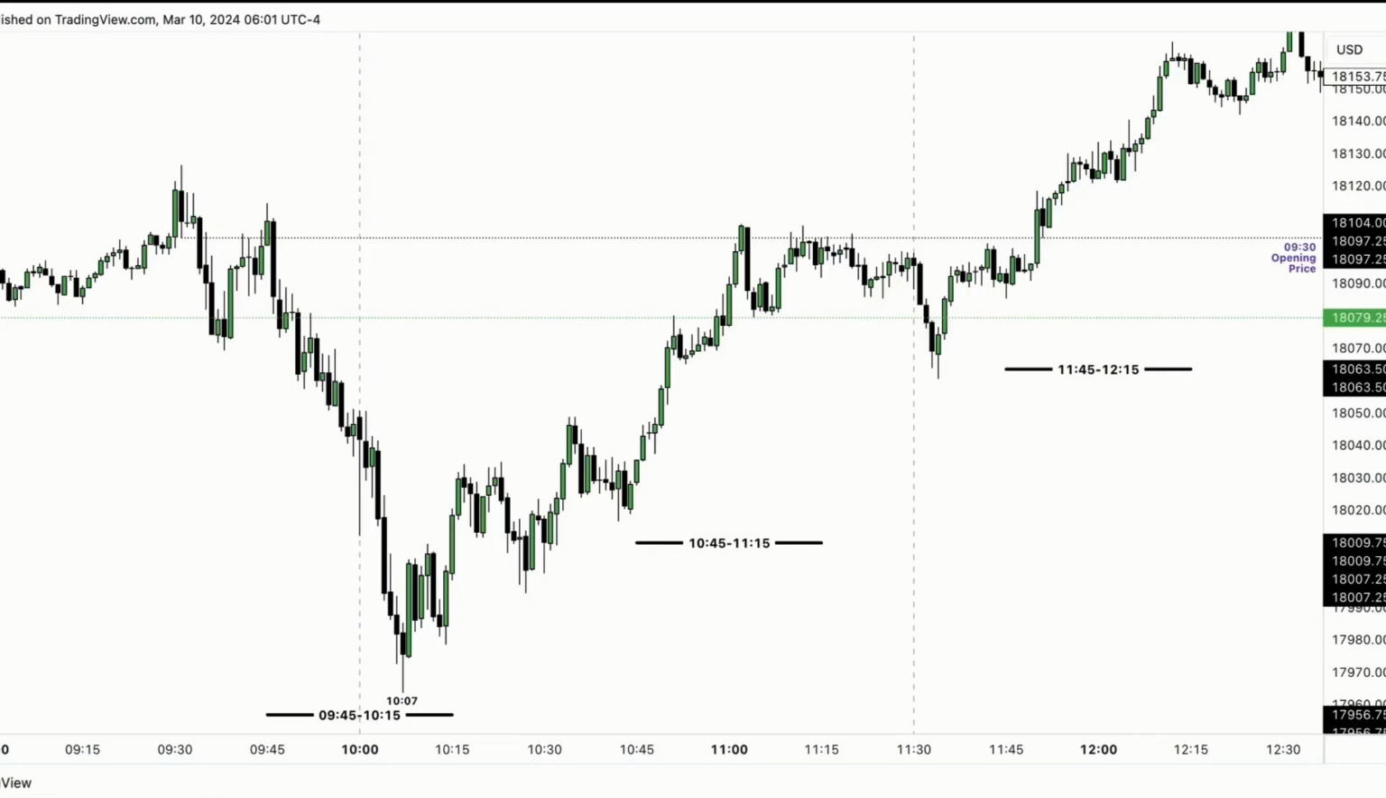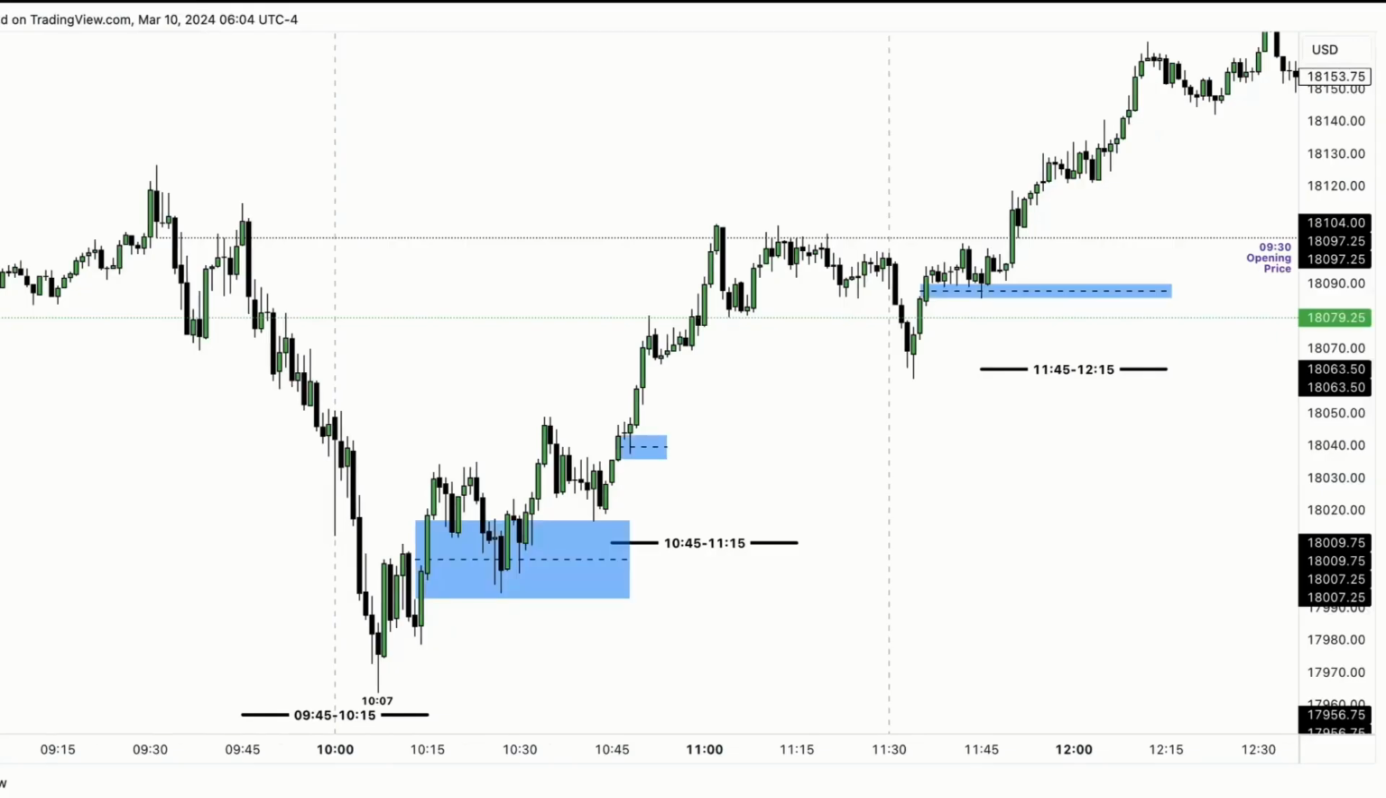Let me now annotate some imbalances for you. What you can see is that I've annotated 3 imbalances, or 4 if you count these imbalances as 2. What you can see is that this imbalance right here formed during our time of interest. Market reprices into it, and notice where the low forms, inside of that price range that formed during our time of interest. Market begins to expand higher, keeps on reverting to those two imbalances.